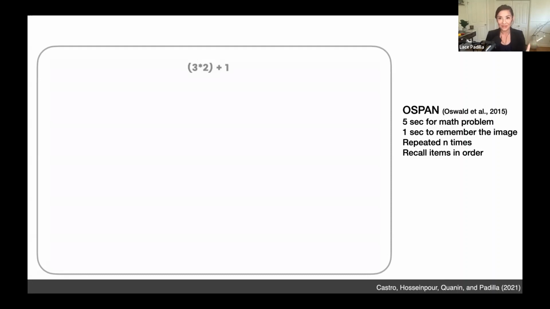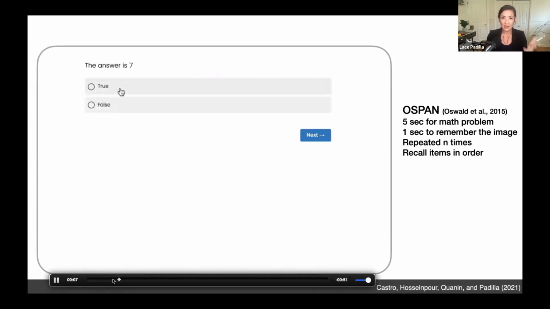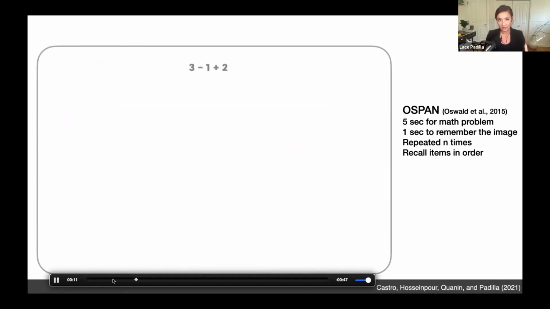And this is something that's pretty standard in cognitive science. And I'll show you how it works. It's called an O span. And what we do is we show people a math problem for 5 seconds, and they have to do the math problem. And the answer is whether the math problem is true or correct. And then they see an image that they have to remember the sequence of.